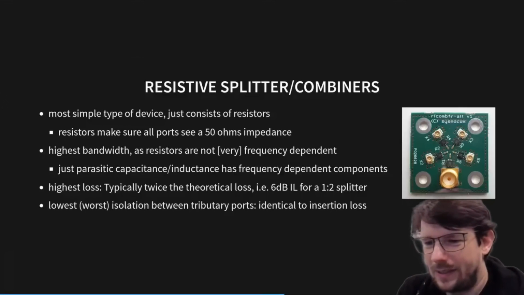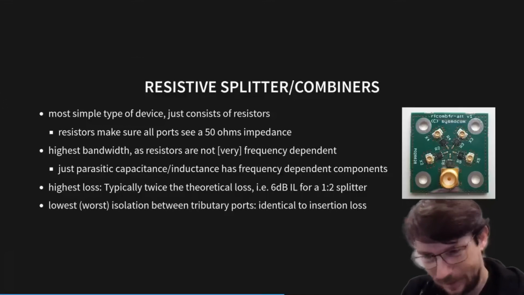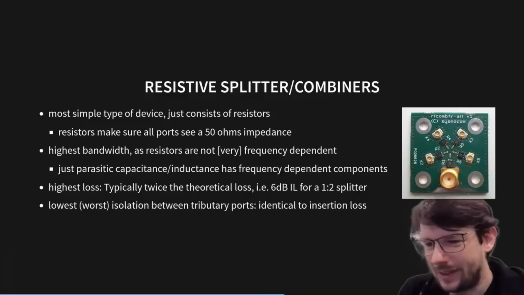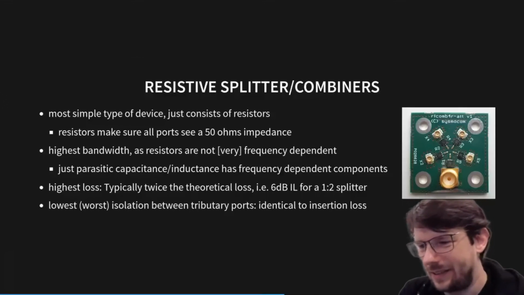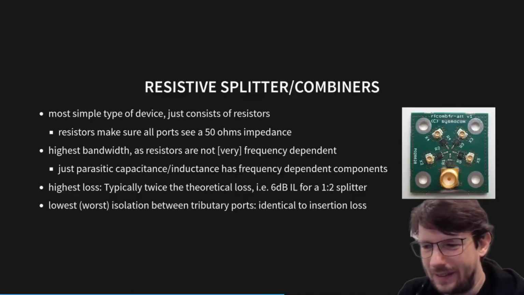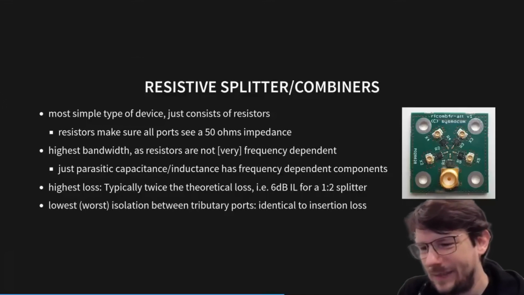The advantage of the resistive splitter combiner is that it has a high bandwidth, because resistors are normally not very frequency dependent. So you can use them from basically 0 hertz to gigahertz frequencies. There's a bit of parasitic capacitance and inductance in those parts, and yes, there is some frequency dependency, but it doesn't have a strict narrow band like other types of splitter combiners. So the positive side is the high bandwidth, but the negative side is that it has twice the theoretical loss. If we talk about a 1-to-2 splitter, as I said, there's a 3 dB theoretical loss, and then you have the additional excess, and in this case, it's at least twice. So we are losing 6 dB of our signal for splitting it in two, which is a lot.